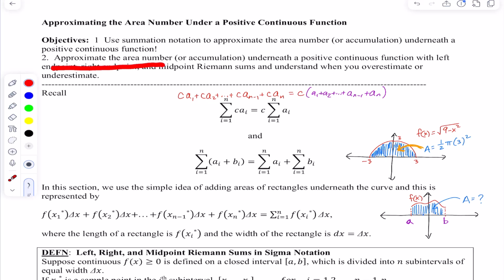We're going to approximate the area number, or the accumulation number, under a positive continuous function with left endpoint, right endpoint, and midpoint Riemann sums. And you want to understand when you overestimate or underestimate.